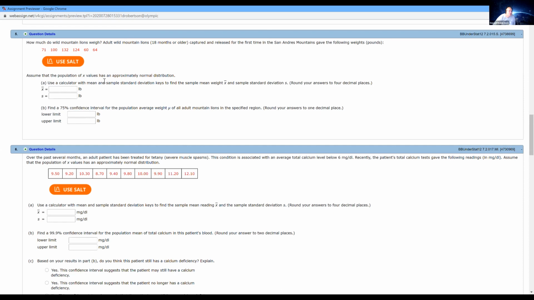This is what's bugging me. I think this is bad design. The question is, how much do wild mountain lions weigh? And adult wild mountain lions, that's 18 months or older, are captured and released in the San Andreas Mountains and blah, blah, blah. And here are the weights of them. And the thing that bugs me here is I think it's bad sample design. My gut feeling here is that there's 2 different groups of mountain lions.